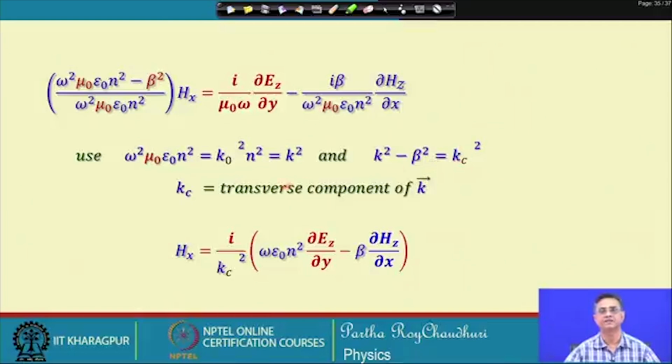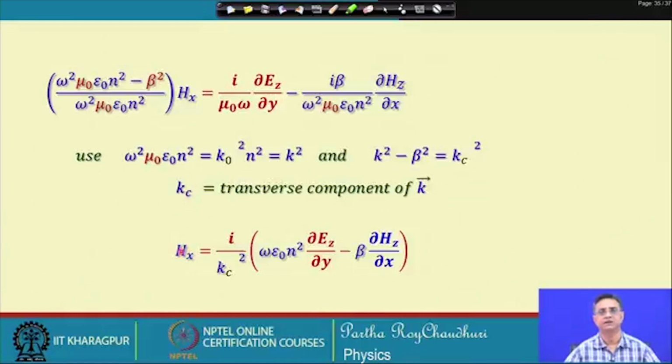So, this k c is actually the transverse component of the propagation vector, because beta is the z component, and this is the total, which is equal to k x square plus k y square plus k z square, but this k z itself is equal to beta. So, k c square is nothing but k x square plus k y square. So, that is the transverse component of the propagation vector.